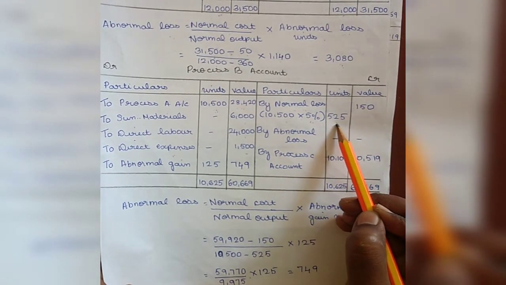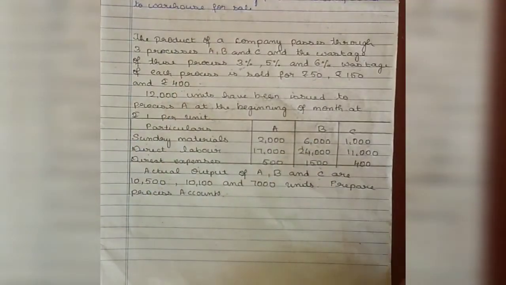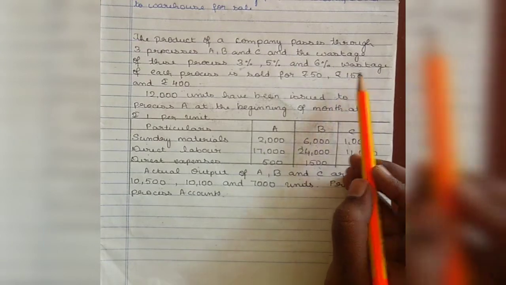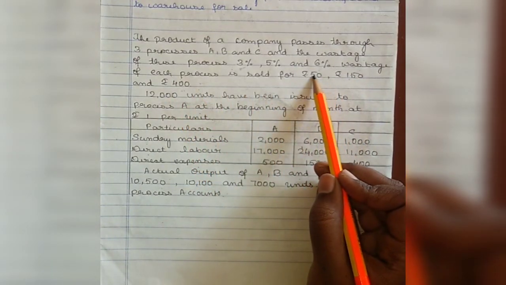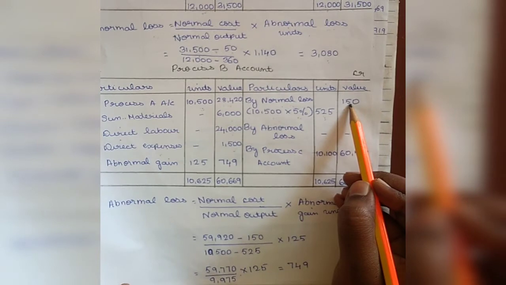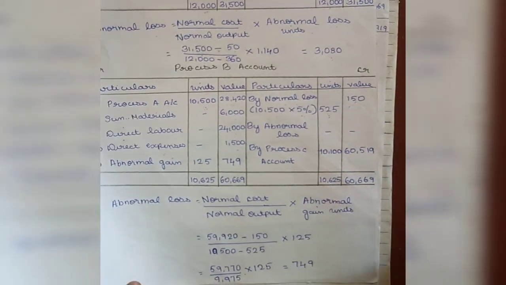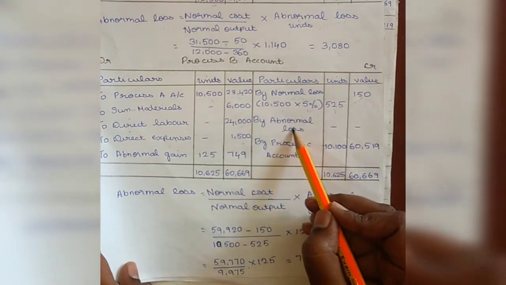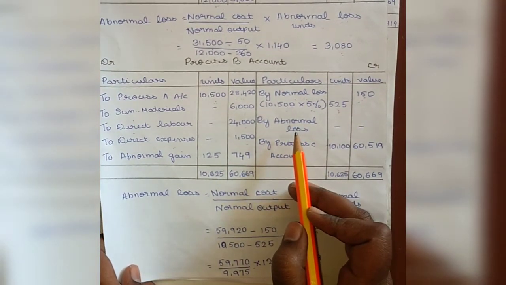Now what is the value of this 525? It is 150. How did I get 150? That is what they have given in the question. Wastage of each process is sold for 50. 50 we have taken for process A. Now for process B it is 150. Initially when I saw this, I thought there might be an abnormal loss, so that is the reason I have taken it here. But in this process we have got something called abnormal gain.